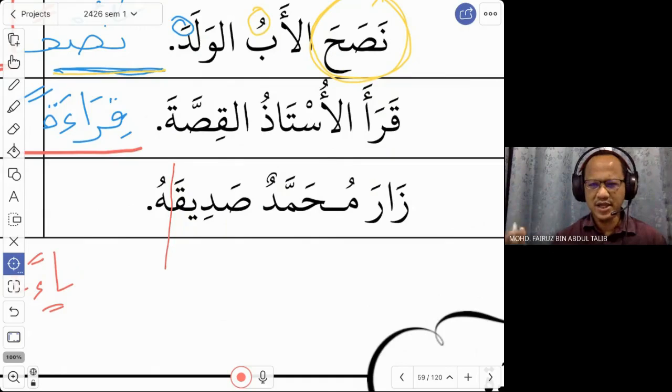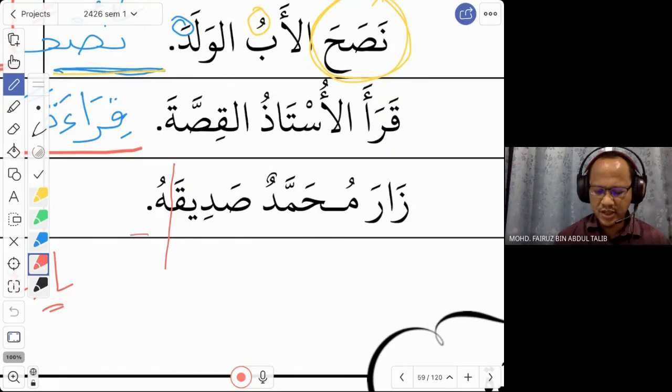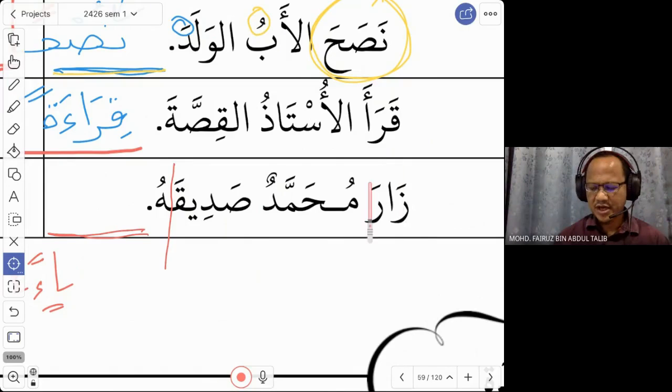Now you want to say, are you sure he has visited his friend? Then the guy will say, yes, sure, confirm. Truly, he has visited his friend. So what is the word that you want to use to say, yes, sure? Then you need to add maf'ul mutlaq. Find the masdar for the word zara. Again, this is a three-letter fi'il. The masdar will come from the dictionary. So what is the masdar for zara?